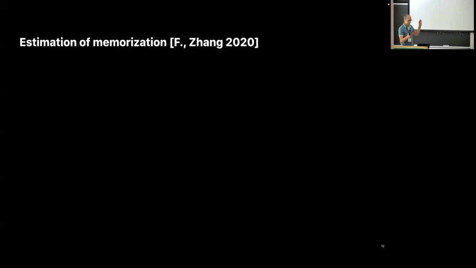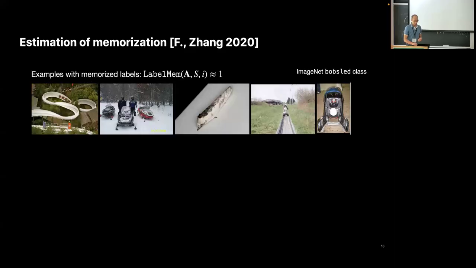The original ones cannot be estimated, it's too computationally intensive. We estimated a smoothed version of those. I don't quite have time to talk about it right now, but just as a sanity check, here are some examples of this memorization score measured on the ImageNet bobsled class. These are bobsleds that are memorized by the standard, I think, Inception architecture. These are all memorization scores of around 1.